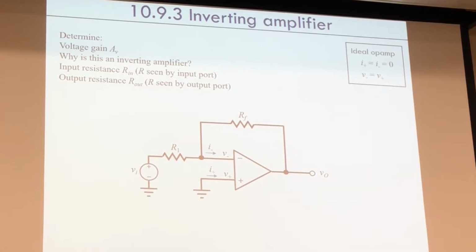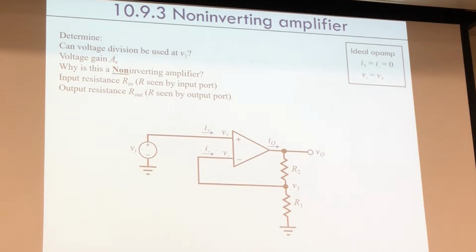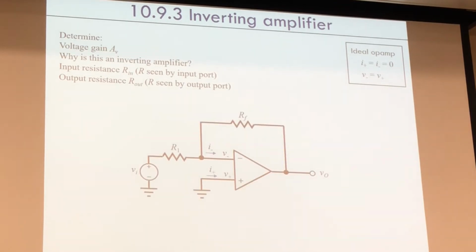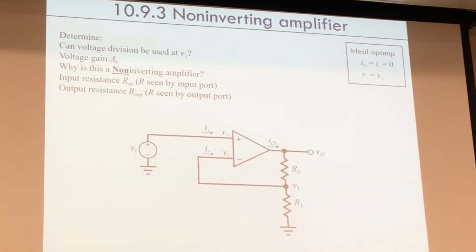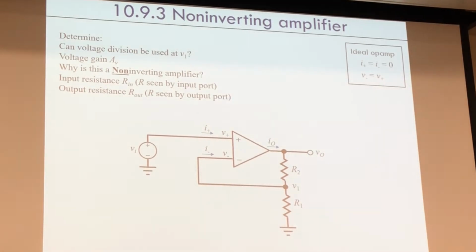Okay, so let's look at this right here. This is a non-inverting amplifier. Did we answer our questions? Yeah. Okay, so we'll find out why it's called a non-inverting amplifier. Probably guessed already, but the first question is, can voltage division be used at this node right here?